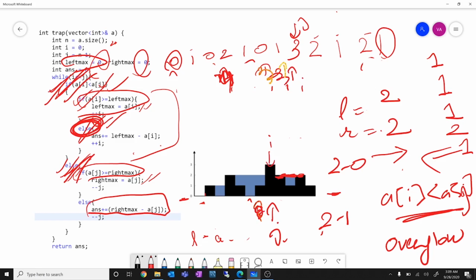And in this step, what condition will be satisfied? Now my a of I is equal to a of j. My else condition is satisfied. Now is my a of j greater than equal to right max? Yes, it is. So simply my j will decrement, and then finally my loop will break since my j will become less than I. Right? So this condition is no more satisfied, hence my loop will break. So this is the final answer I'm getting.